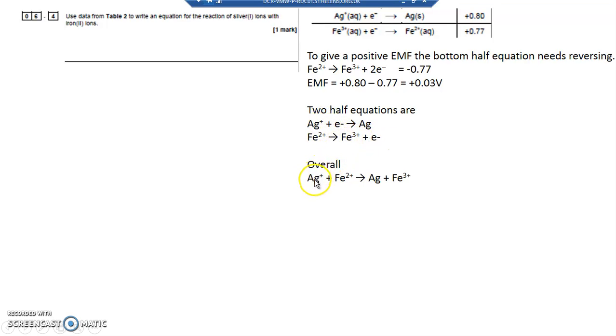Take everything on the left and everything on the right. So Ag+ plus an electron plus Fe2+, giving Ag plus Fe3+ plus an electron. Electrons cancel, and that's my overall equation.